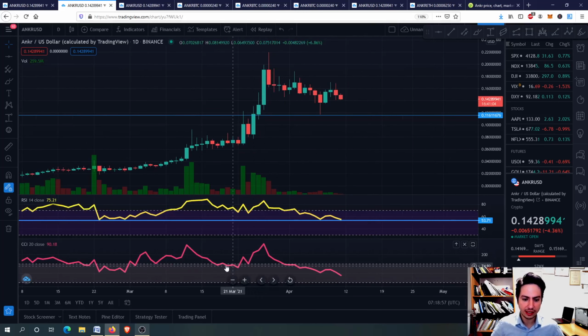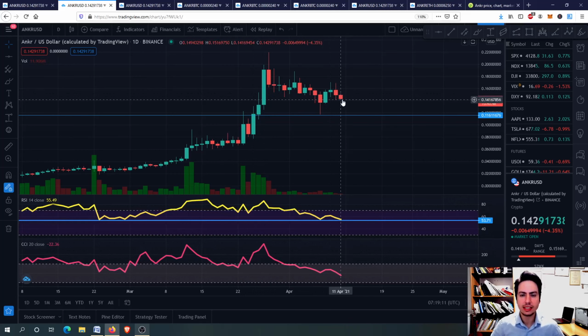And the commodity channel index is not as stable as our RSI, because it is more sensitive to the price. That's why you see it going so much upwards here, and so much downwards here. It is more sensitive to the price.